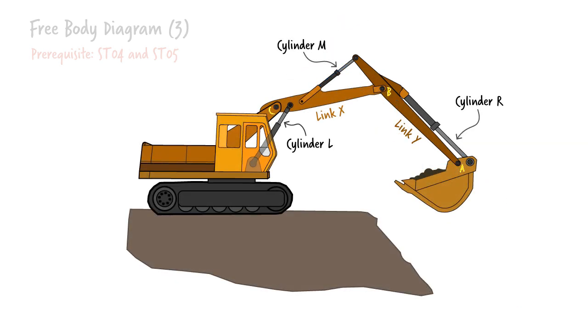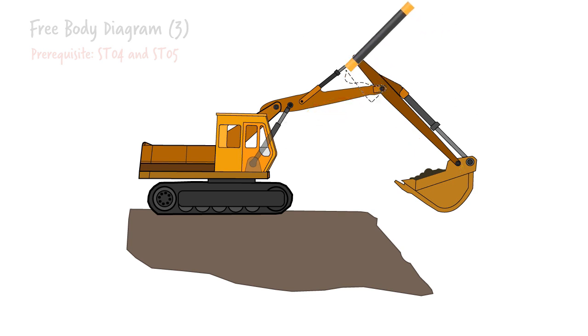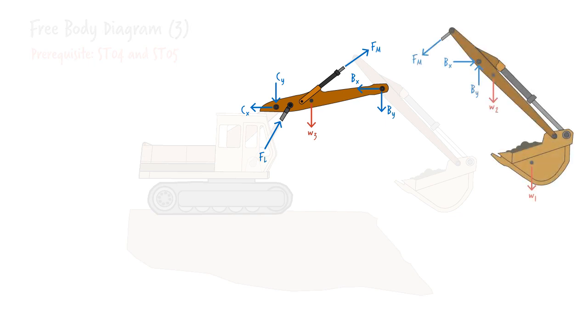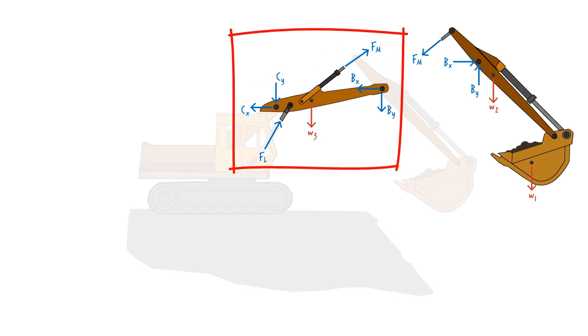We can determine the internal forces in link X in a similar manner. We isolate the link and draw its free body diagram. Here too, we have too many unknown forces. So we need to use another free body diagram to calculate three of the unknowns. Previously, we drew this free body diagram for calculating the force in cylinder M. Given that the diagram has three of the unknown forces, we can use it to calculate them. The remaining three unknowns can then be determined by writing and solving the equilibrium equations for the link.